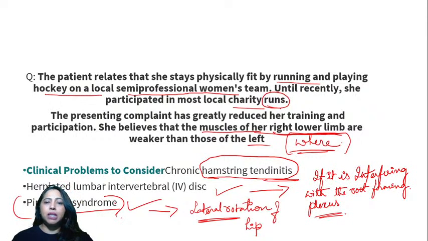Let's see what is the answer. So now, how many of you think it is hamstring tendinitis? How many of you think it is intervertebral disc? And how many of you think it could be because of the IV disc? Which one do you think? Piriformis syndrome, herniated disc.